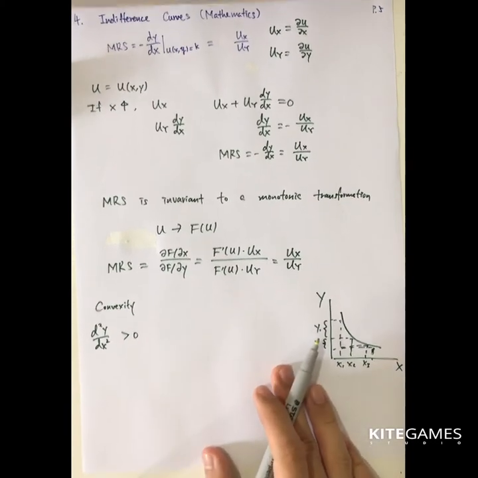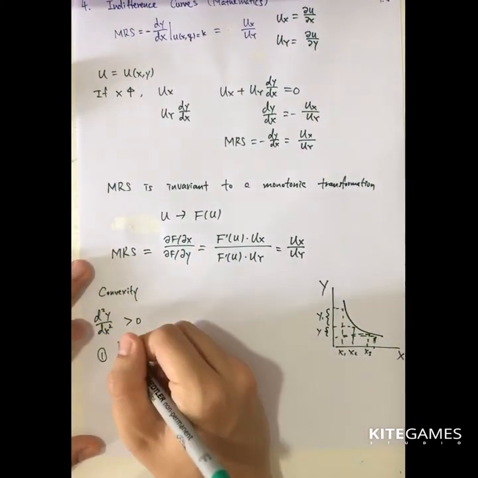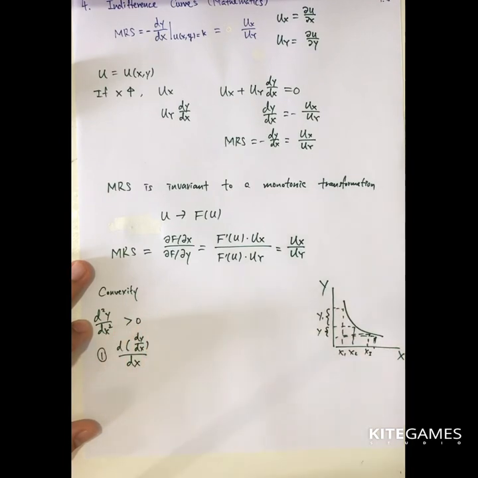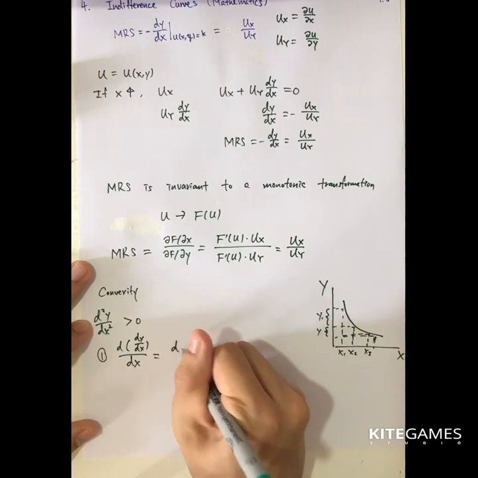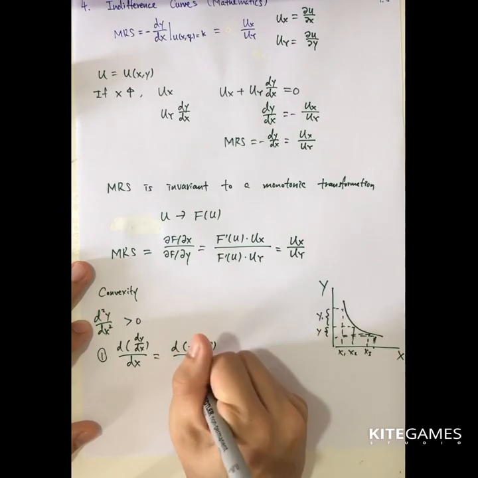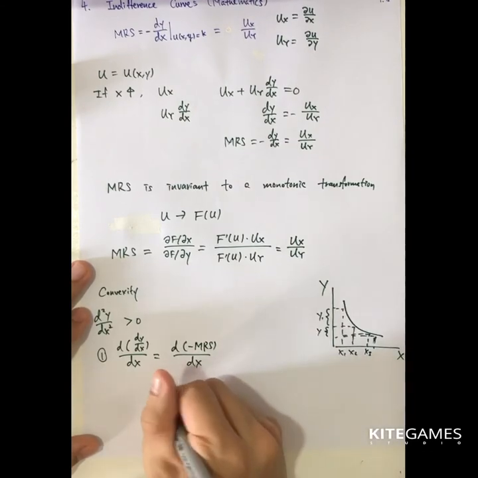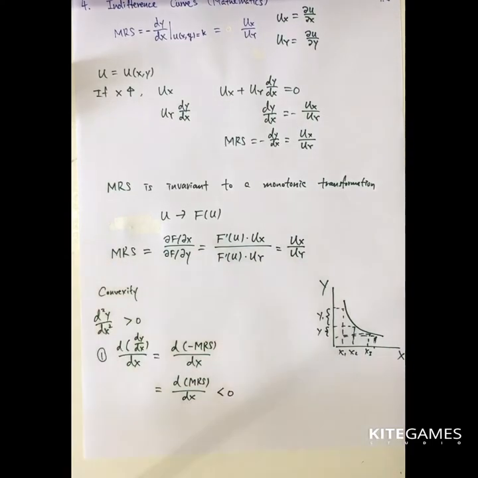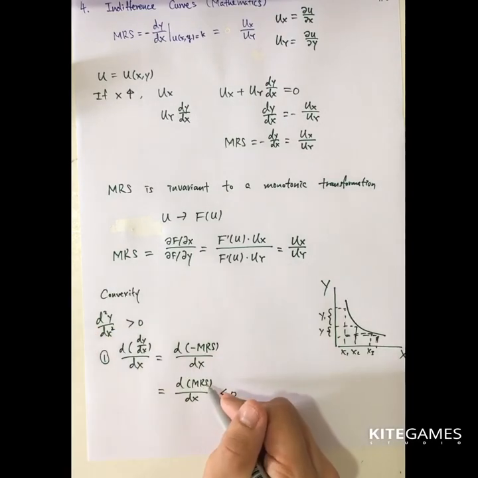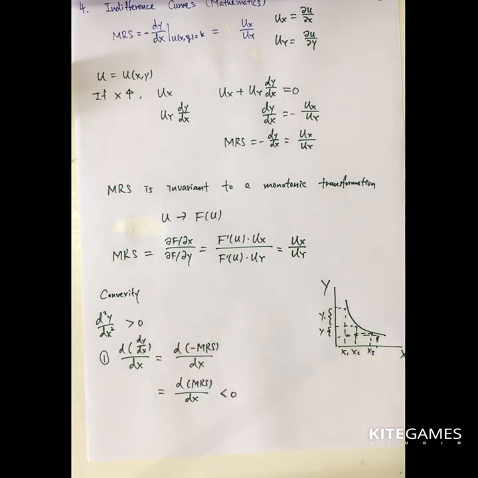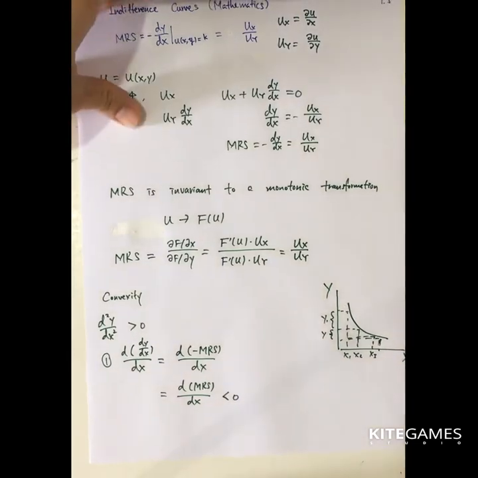You have two ways to show this. The first one is that d²y/dx² is actually d(dy/dx) divided by dx. Here dy/dx is the negative MRS. So you can just show that dMRS/dx is negative, and then it is sufficient to show this result. Because MRS is a positive value, you put the negative MRS, and you input one more negative, so the whole term will be reversed. So this is one way. The other way is to use the property of quasi-convexity.